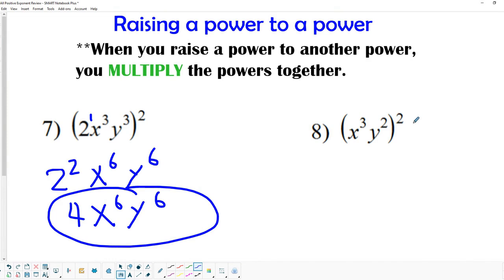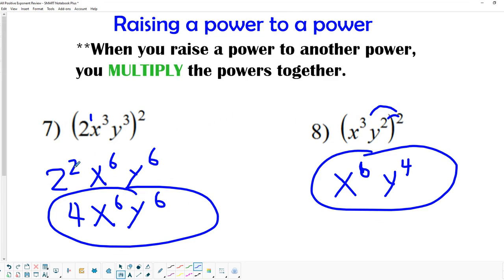All right, keep it going. This time we don't have any number out front, any coefficient. We just have exponents. So we're going to just multiply that 2 by each of those exponents. 2 times that 3 is 6. So on our x, we got a 6 power, a little bigger. And then on our y, we got 2 times 2, which is 4. And there is the answer to that particular problem.